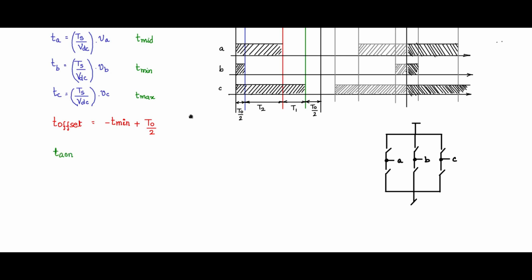Now the actual value that you have to put to the compare register would be TA on, which will be TA plus T offset, all will be positive. TB on will be TB plus T offset, and TC on will be TC plus T offset. So this is the value that you will be sending to the compare register of your timer in your microcontroller or DSP.